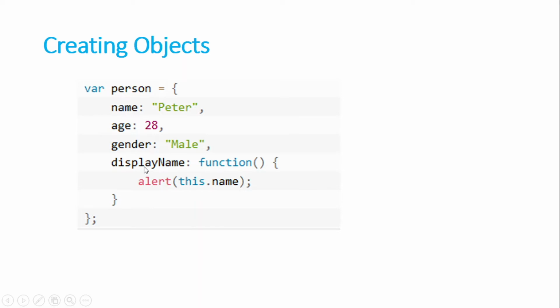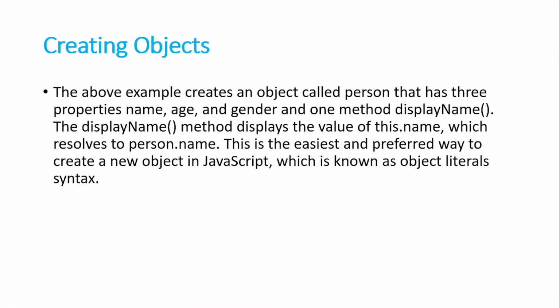Then we also have this property, or rather the method, because this property has the value of a function. This way you can assign a function as a value to a property. Now we can easily use this displayName method in the person object to access this function. The above example creates an object called person that has three properties, name, age, and gender, and one method, displayName. We can access it by using person.displayName. This is the easiest and preferred way to create a new object in JavaScript, which is known as object literal syntax.